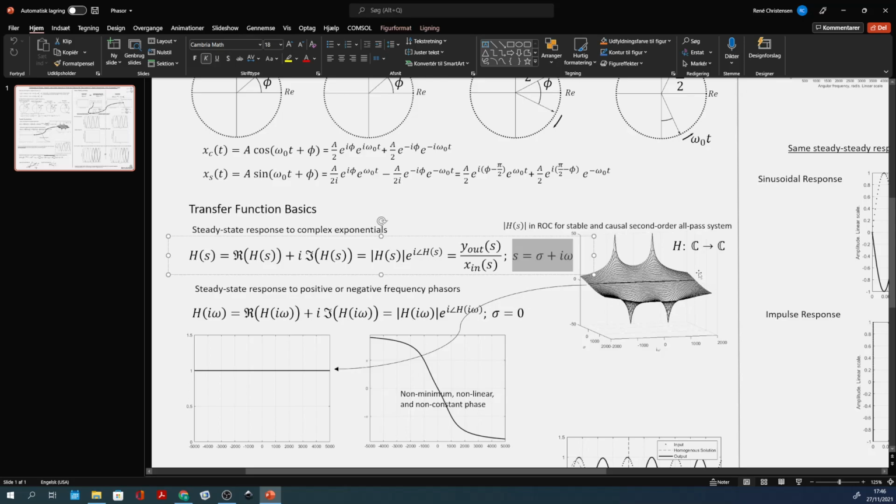Here I'm looking at an all-pass filter, and an all-pass filter has this characteristic that it has a flat amplitude response as a function of frequency, both at negative and positive frequencies. So if we input a phasor, a positive one or a negative one, we can go in and see what is the output, and all it is amplitude-wise is that it's always the same amount of amplification at all frequencies, and then it has a phase part too.